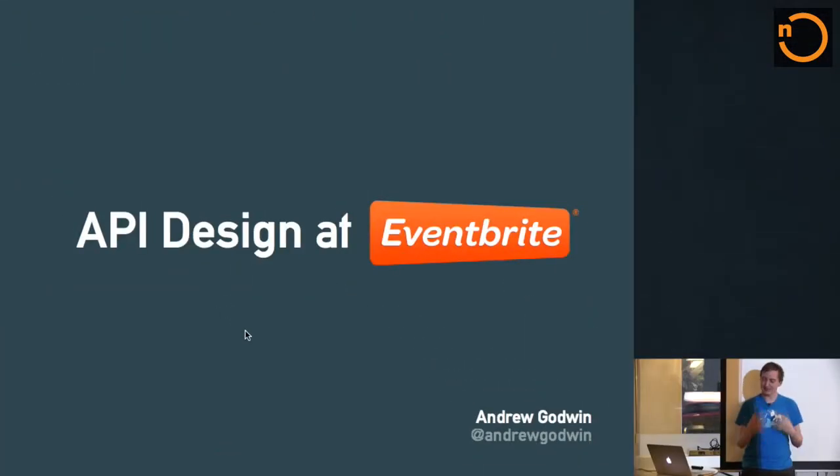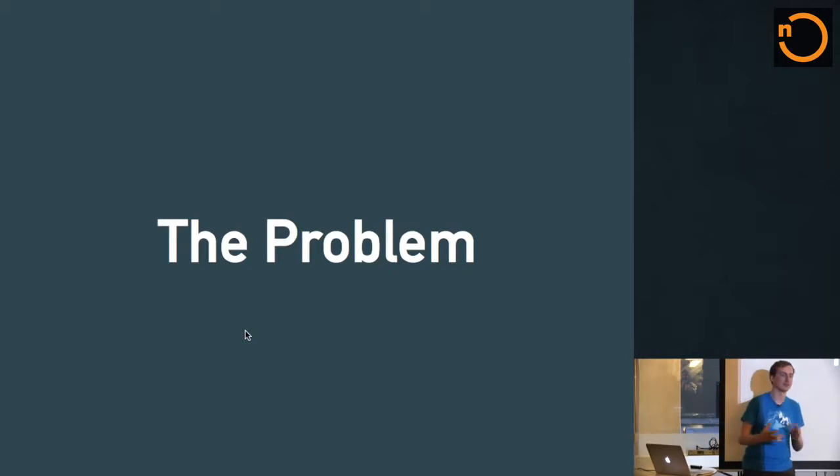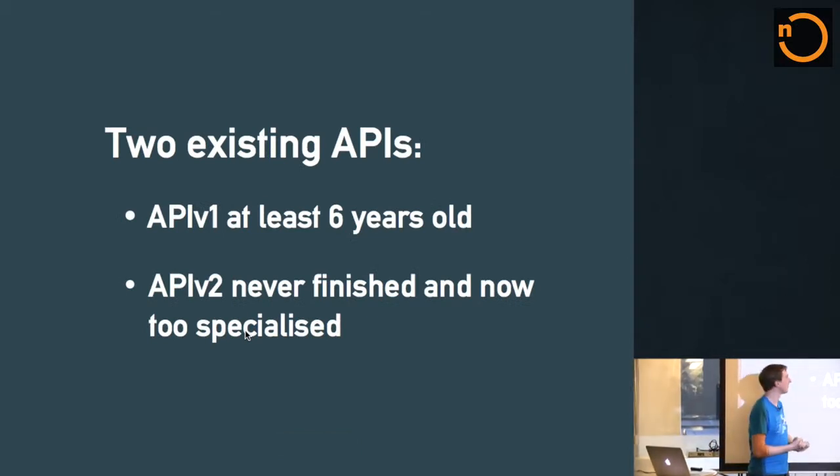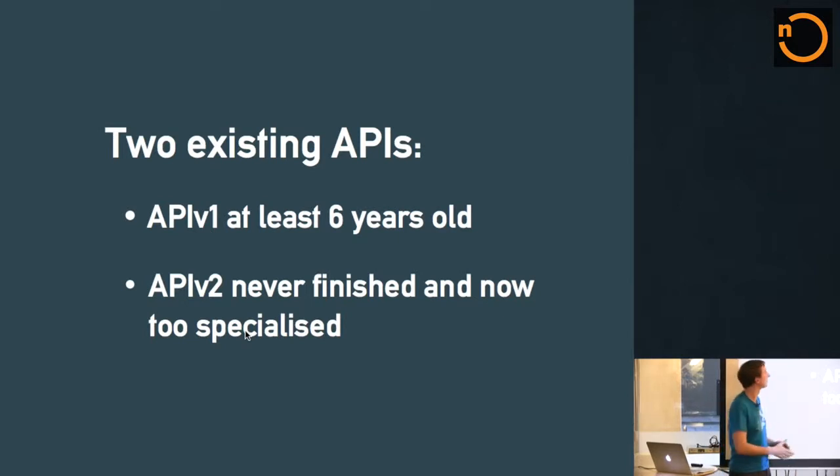So coming into Eventbrite, one of the very first things I was given was this problem, the idea that Eventbrite has an API, but actually it has two APIs. In the best kind of development effort, API v1 is at least 6 years old. I went back in Git, I got 6 years back into Git, and it says imported from Subversion. So it's at least 6 years old.